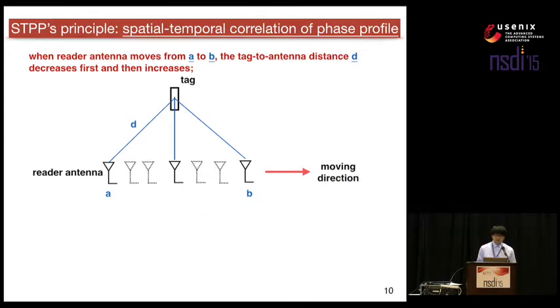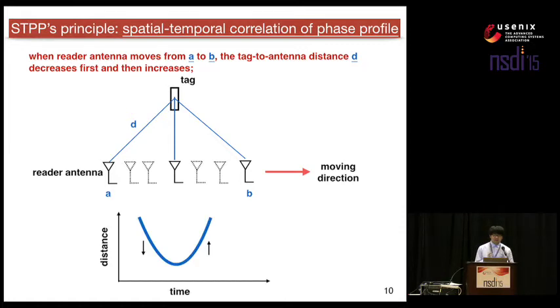So the basic principle of our STPP approach is to explore the reader mobility to detect the relative location of RFID tags. Here, we use a toy example to explain this principle. As this figure shows, when a reader antenna moves along a straight line at a constant speed, say from point A to point B, the distance between the tag and the reader will change accordingly. More precisely, this distance D will decrease first as the reader antenna moves towards this tag, and then increase again as the reader antenna moves away.